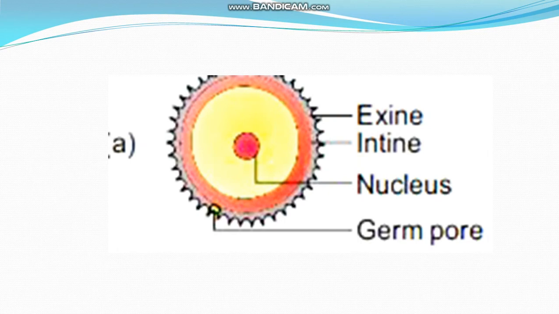So this is the structure of pollen grain. It is otherwise known as microspore. Microspore mother cell divides by meiosis division; the immediate product is the microspore. The pollen grain develops from the microspore.